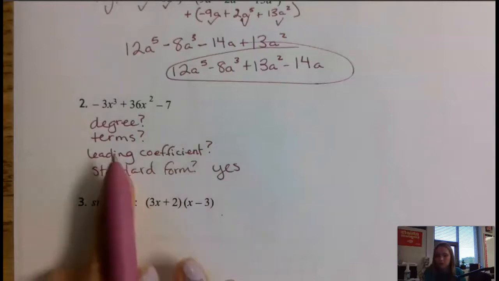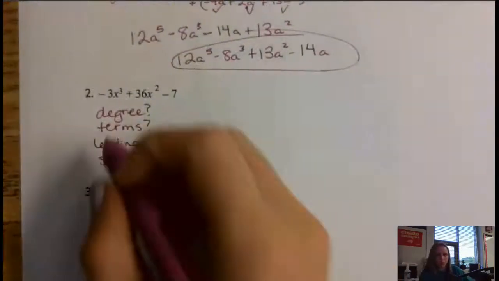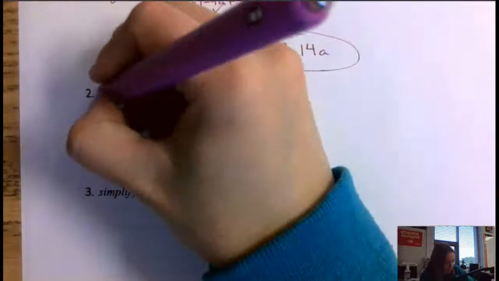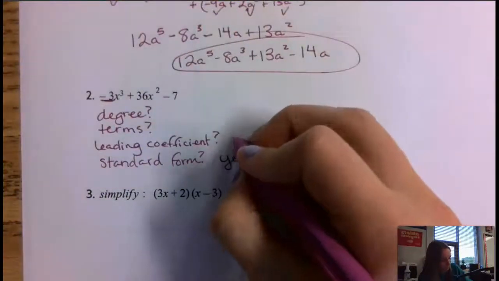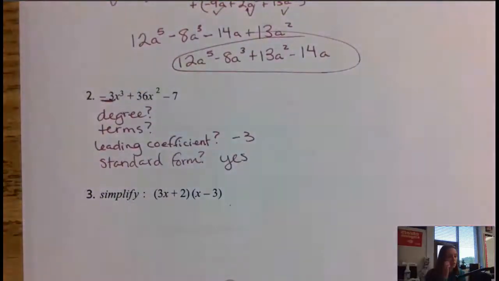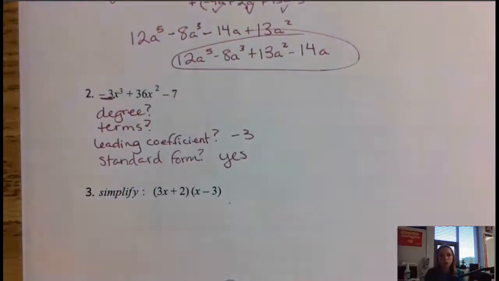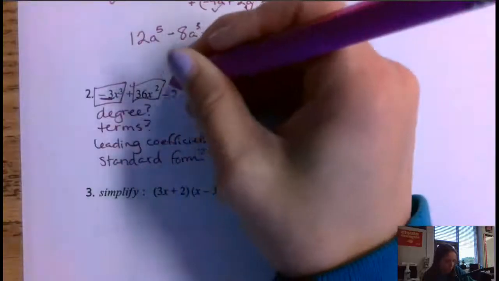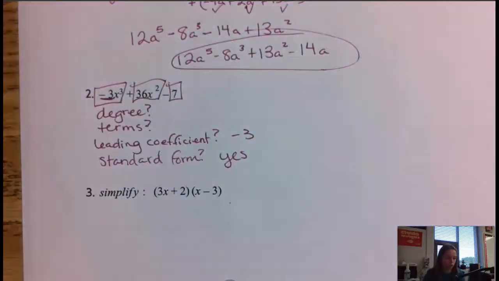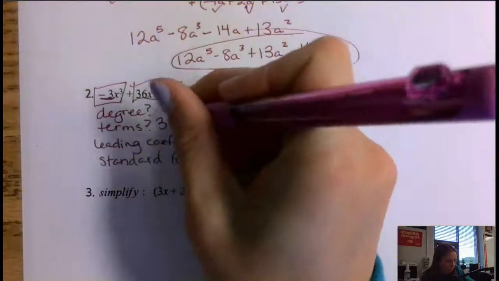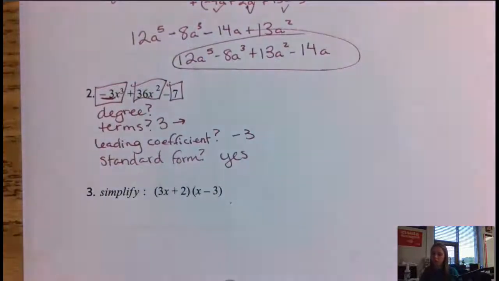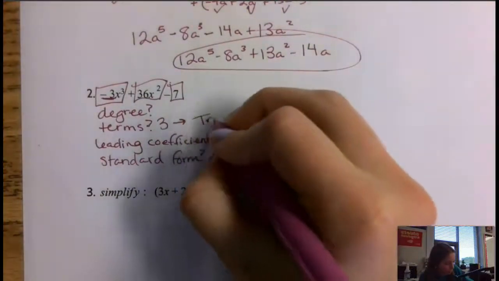Okay, now let's see leading coefficient. So that would be the coefficient that is at the front. Therefore, it would be -3. Now it says how many terms. Well, terms are separated by the addition or subtraction sign. So those are each individual terms. So we have 3 terms. And what is it called when we have 3 terms? Well, that is called a trinomial.